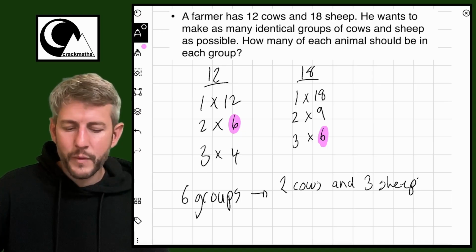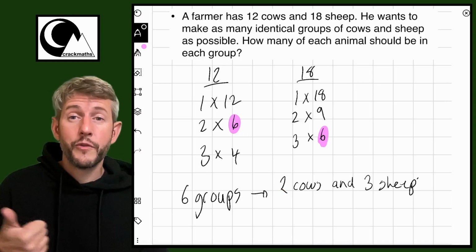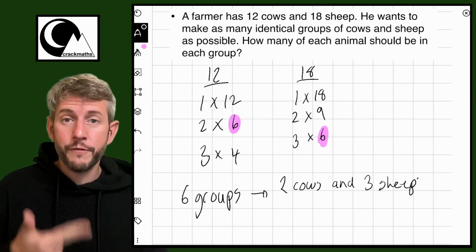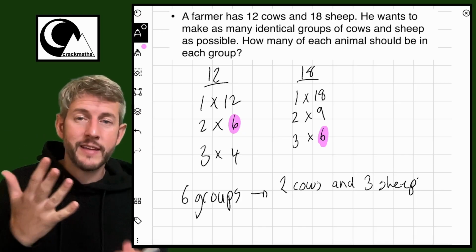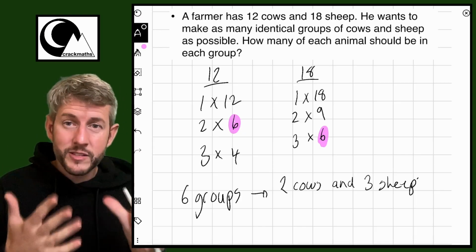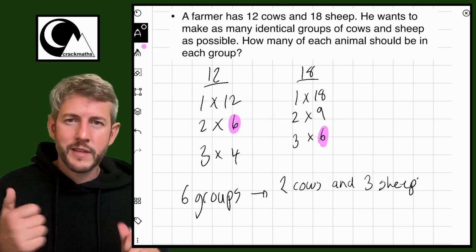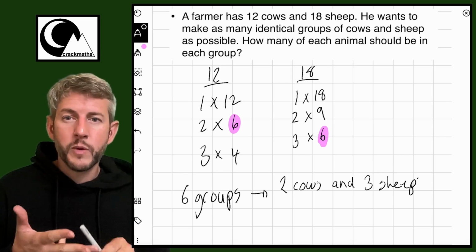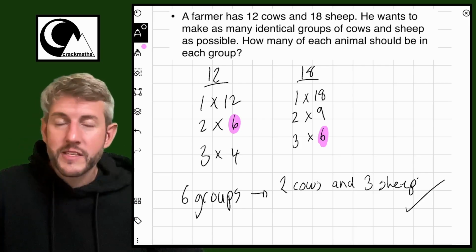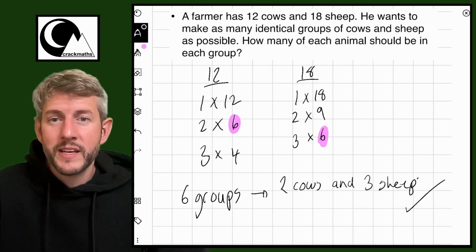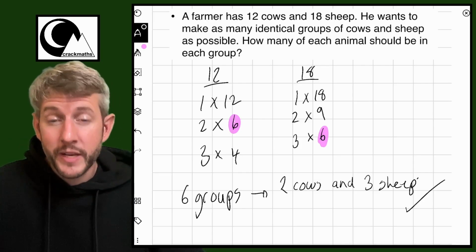And let's think about that. We can count these 6 groups. We've got 2 cows in each of those: 2, 4, 6, 8, 10, 12. Yep, that makes the 12 cows. And we've got 3 sheep in each of the 6 groups: 3, 6, 9, 12, 15, 18. So that tells us what we've got: 6 groups with 2 cows and 3 sheep in each one.